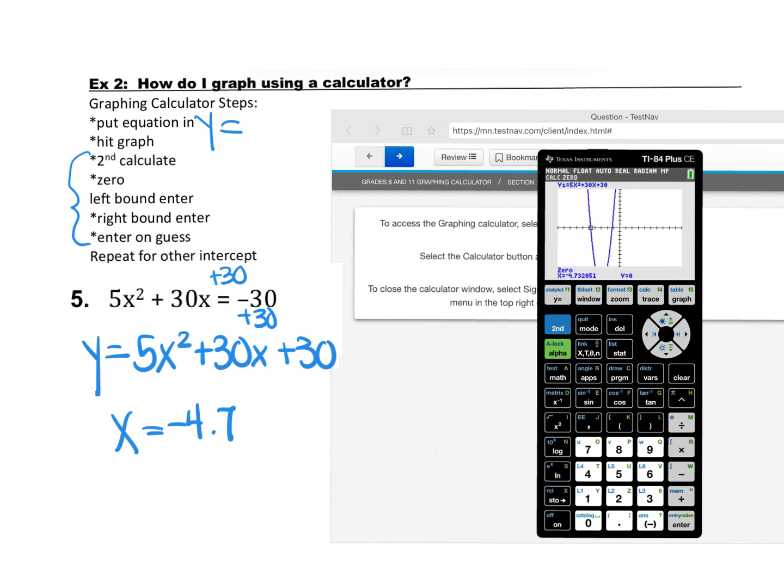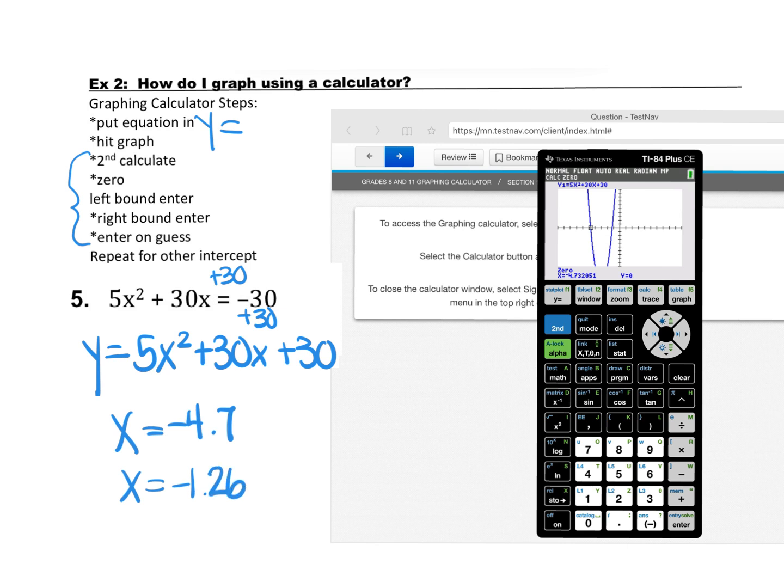And then we're going to do it again. We're going to find the right bound by doing the second calculate. And for the right bound, you should get x is equal to negative 1.26.